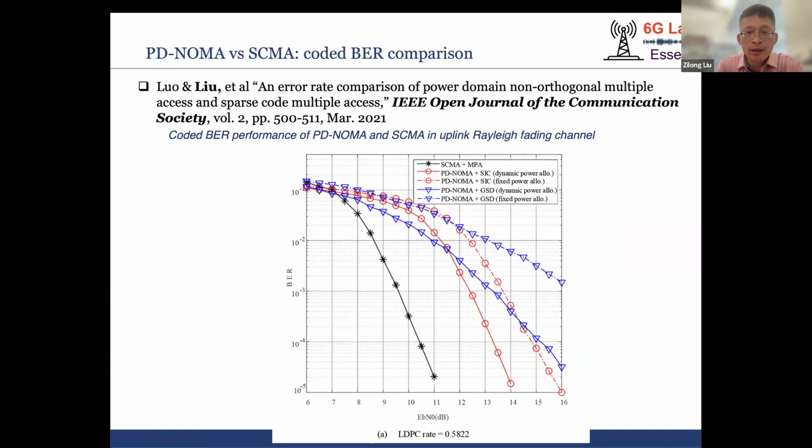And furthermore, we consider the coded bit error rate comparison. We use the 5G new radio LDPC with a rate that we can see here. Now we can see that under the uplink Rayleigh fading channel, using SMA with message passing decoding, we are able to achieve a huge gain compared to the power domain NOMA. So our message is that in SMA we are able to carry out proper codebook design, and then we are able to have very good constellation shaping gain, and we are able to enjoy signal diversity. This explains why we are able to have such a performance gain.